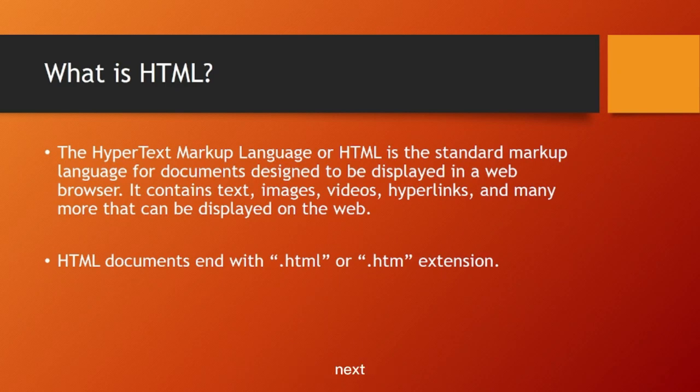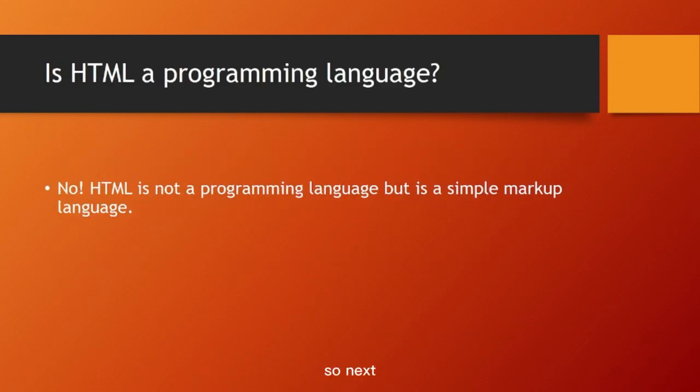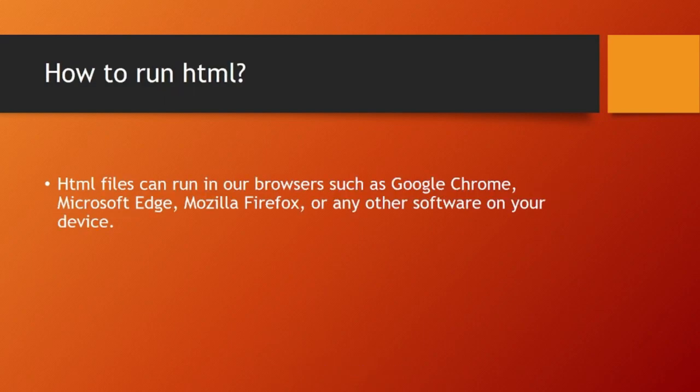Let's move on to the next point, which is that HTML documents end with a .html or .htm extension, which means whenever you create an HTML file, the extension must end with .html or .htm, which refers to an HTML document. Next we have a question: is HTML a programming language? The answer is strictly no. HTML is not a programming language, but it is a simple markup language.